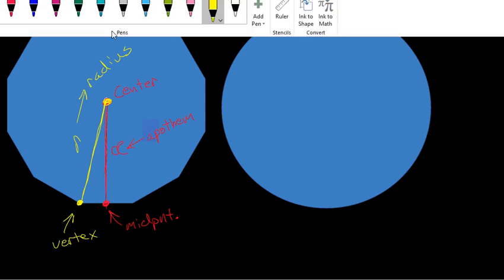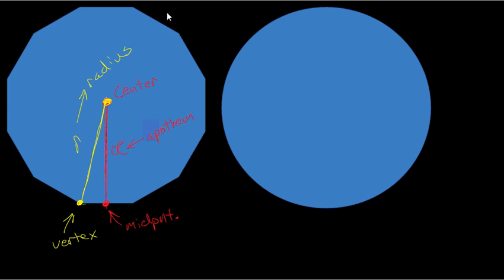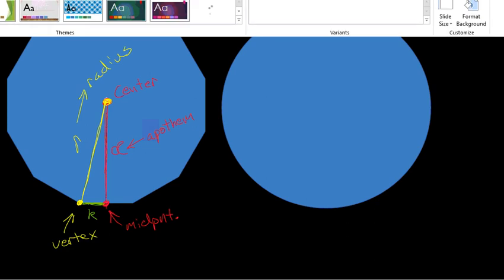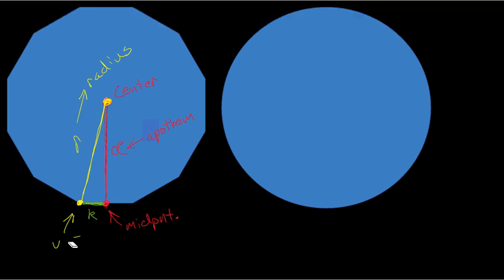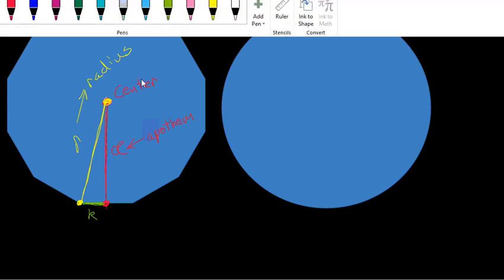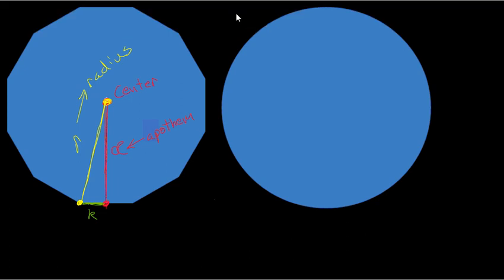Now, let's go ahead and just call this guy here in green. This distance between those two, between the midpoint and the vertex, we're just going to call it K. All right, and I'm going to erase a little bit just so I can have some room to do some quick maths. Okay, so there are some parallels here between a regular polygon with a whole bunch of sides and a circle. Okay, and obviously one of them is that they both have a radius.